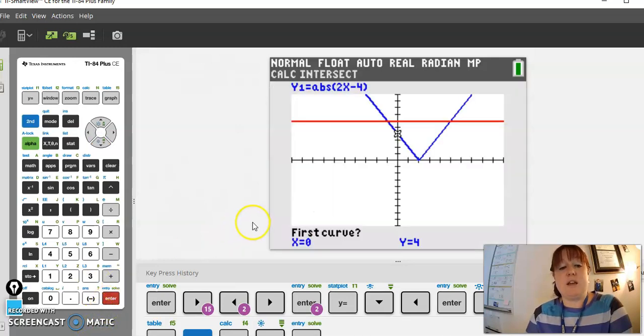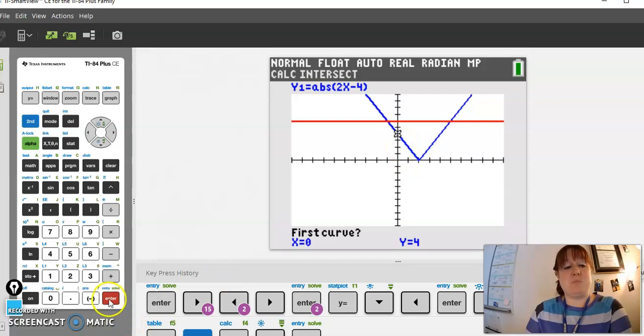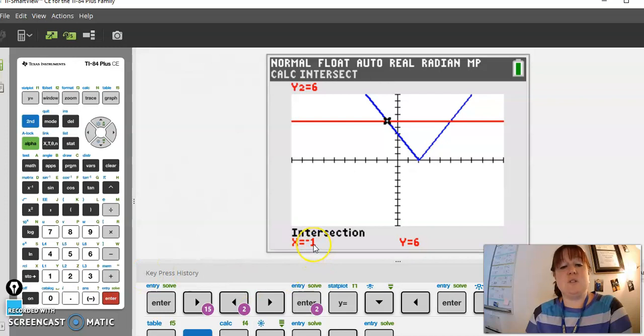I push enter and it brings up this. It says, which curves do you want to look at? What's the first curve? It's already on my first curve, the blue curve. So I push enter. That's the one I want. Then it says, what other curve do you want to look at? And I say, yep, the red one. That's the one I want. Then it asks for a guess. I'll move it over a little bit, there we go. I think it's somewhere around there, and I push enter. And there we go. The intersection of this one is at x equals -1, y equals 6.